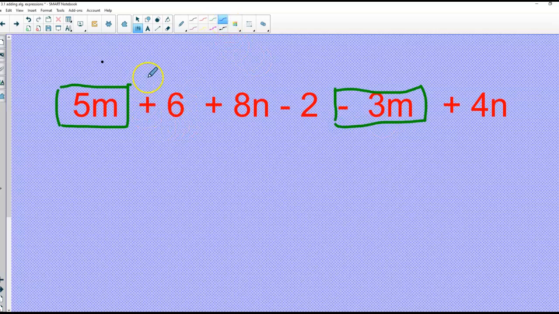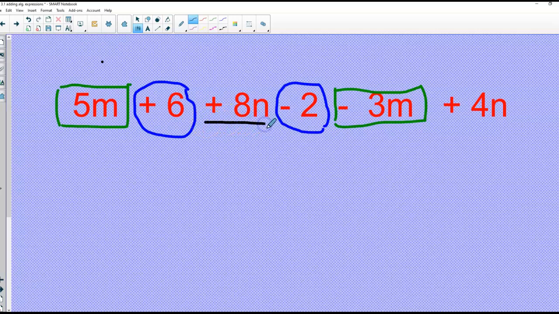Okay, next in line, I see a constant. So I will circle the constant and the sign to the left. And then its like term, minus 2 here. Circle that one and the sign to the left. Okay, and finally, I see an 8n and a 4n. So they are like terms. They're n's without an exponent. So they would go together. So maybe I'll underline these.